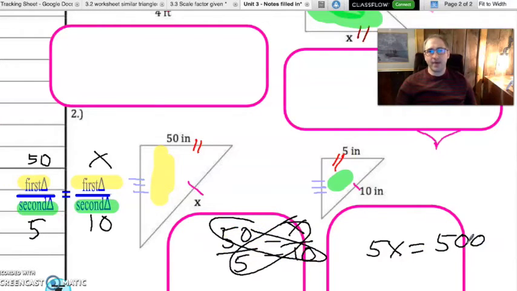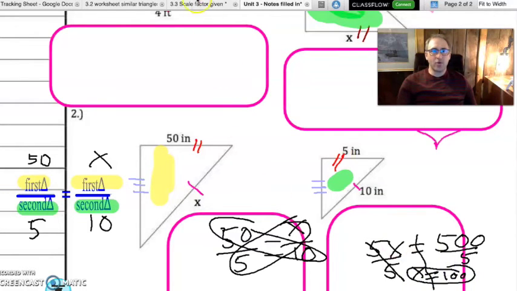And then remember we have to do the opposite when we're solving for x to get x alone. So this says 5 times x, so we're going to divide both sides by 5. That cancels and leaves x alone. But what you do to the left side, you have to do to the right side. So 500 divided by 5, I use my calculator, and that is 100.